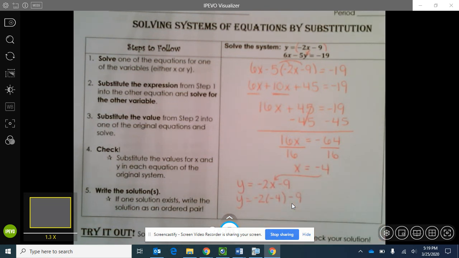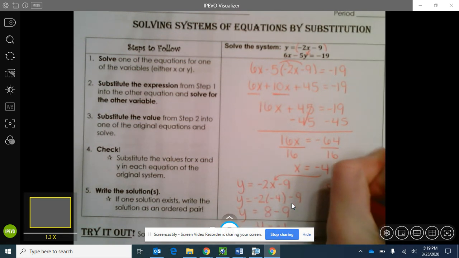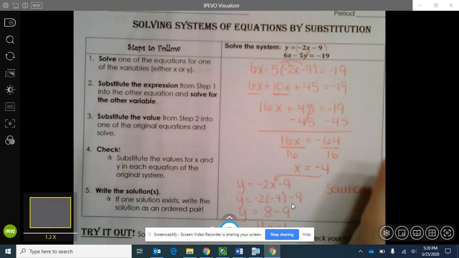So negative 2 times negative 4 is 8. 8 minus 9 is negative 1. So my solution, written as an ordered pair, is negative 4, comma negative 1. So it's always your x, comma your y.